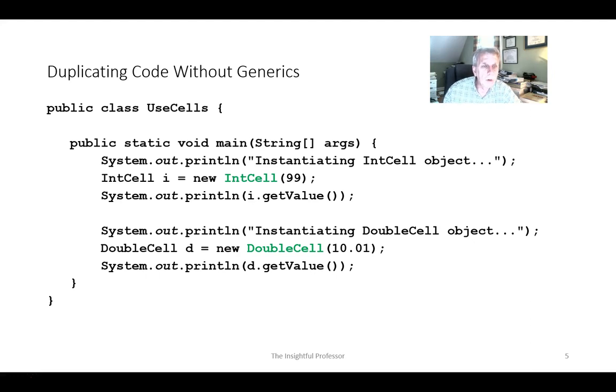So here's an example where we would then use those cells that we defined. Notice we would say, I have an integer cell, and I write this code here. Then I would say I've got a double cell, I write this code here. And of course, this code relies on the existence of two distinct classes.